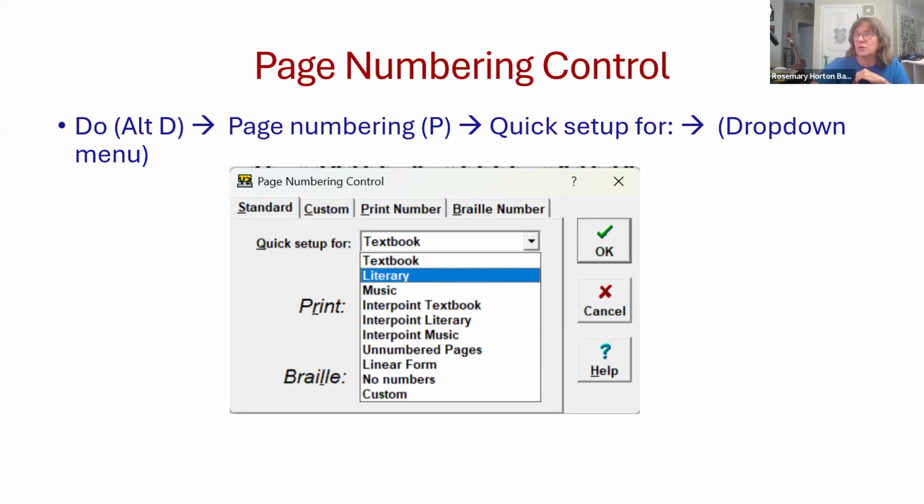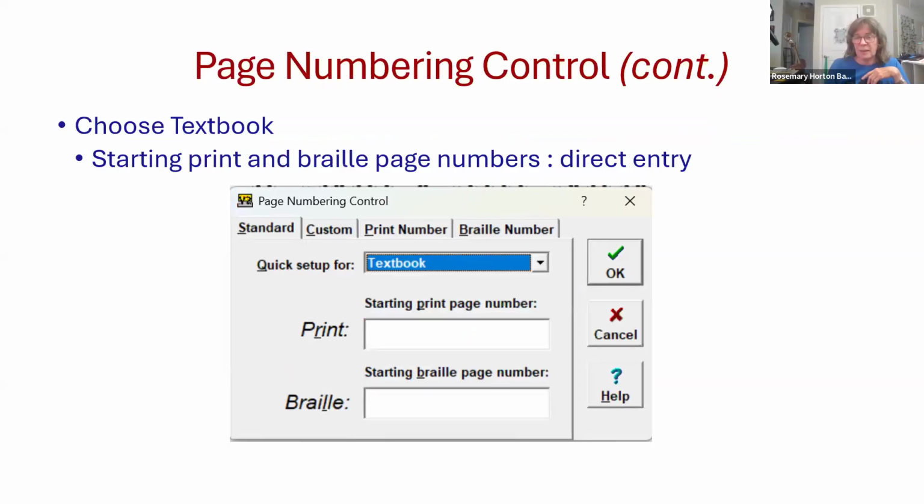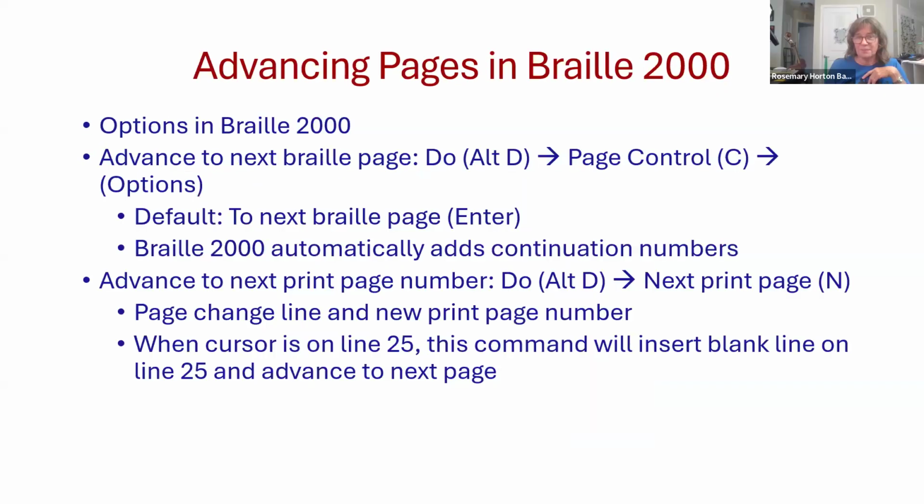Yeah. So when you enter do or Alt D, I use for do, the page numbering drop down menu is P, and I'll show that. You have this, it says quick setup for, and there's a drop down menu here, and you choose. Literary is no longer an option. It's still in Braille 2000. I mean, it's still here, but according to formats, we use textbook. So you select textbook, hit OK, and this is what the next page will get. And here's where you set your print page numbers and your Braille page numbers with direct entry. And we'll do that later.